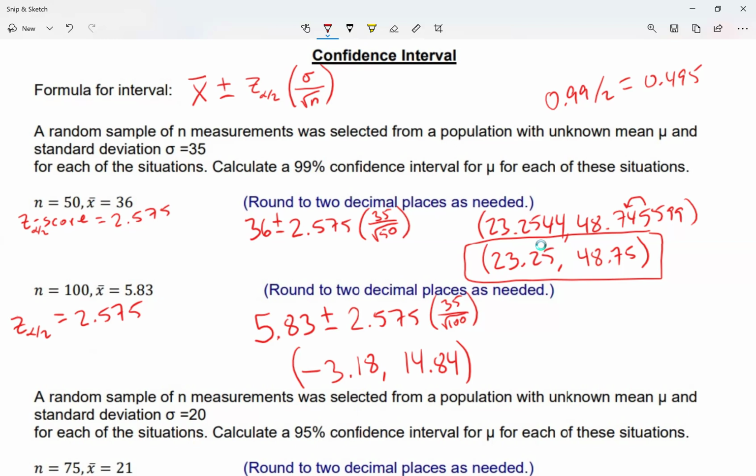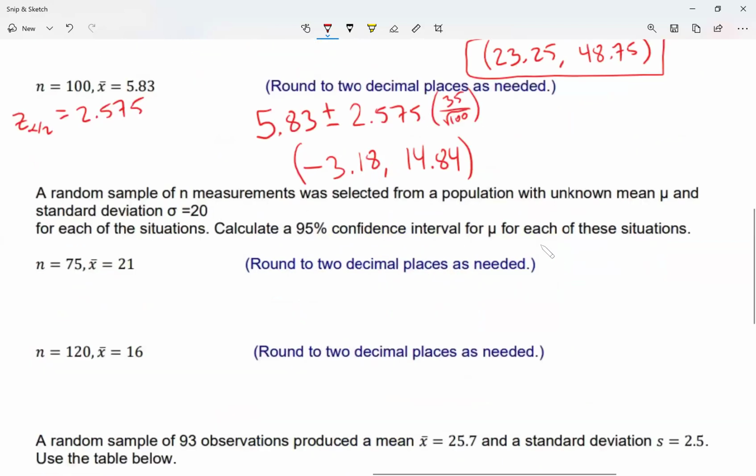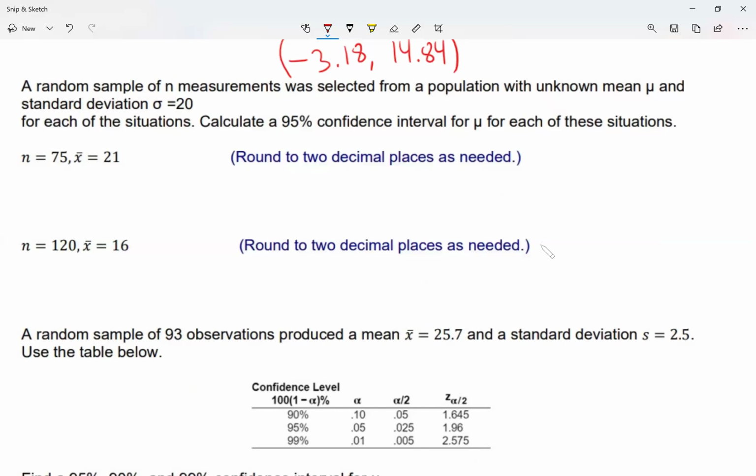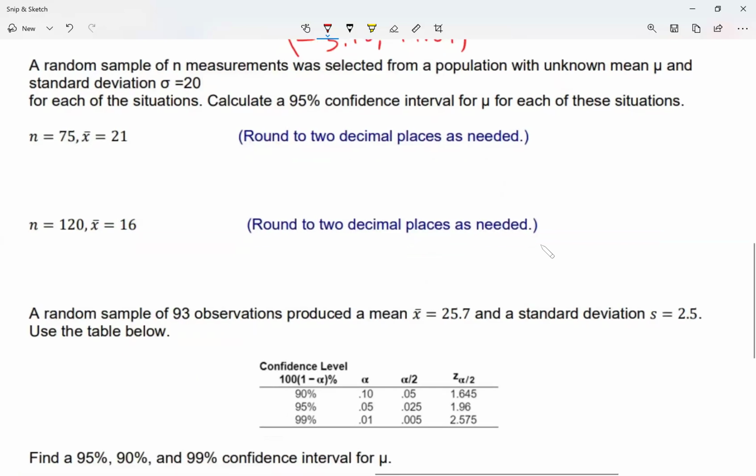Let's change things a little. The formula is still going to be the same. You have the formula on your notes on the top. So when I say according to the formula, it is the formula that we have on the top. Now we're going to change this. A random sample of n measures was selected from a population with an unknown mean, mu, and standard deviation 20. Okay, so my standard deviation now is 20 for each of the situations. Now calculate a 95% confidence interval for mu for each of these situations. So now my confidence interval is 95%. So my C-score is going to be different.